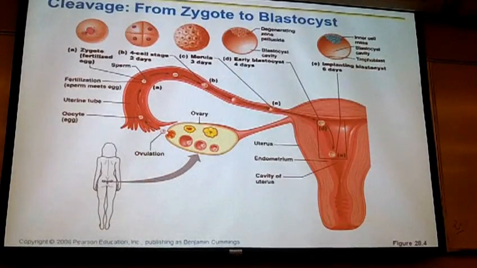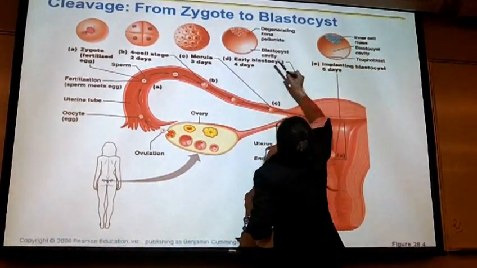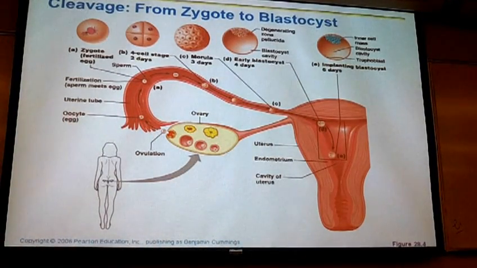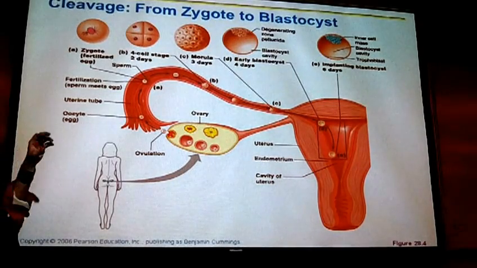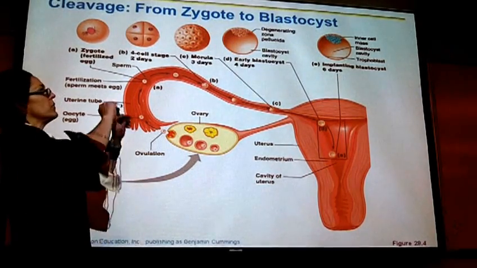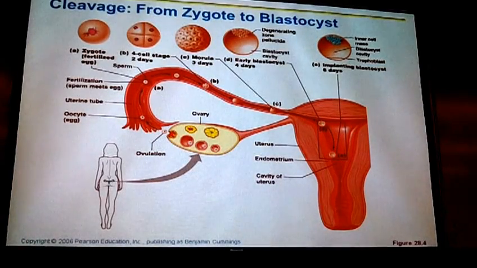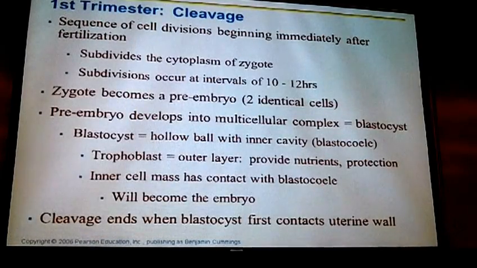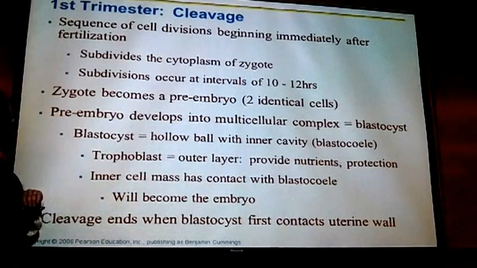And the group of cells in that hollow ball, you can see them up here, are called the inner cell mass. And it's those cells of the inner cell mass that ultimately will become the embryo. So the trophoblast is surrounding it, protecting that group of cells, providing nutrients for that group of cells. And the inner cell mass will become the embryo.